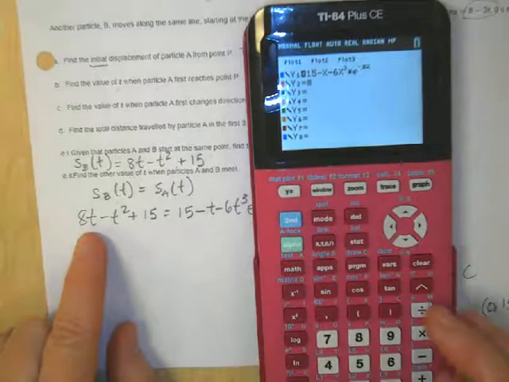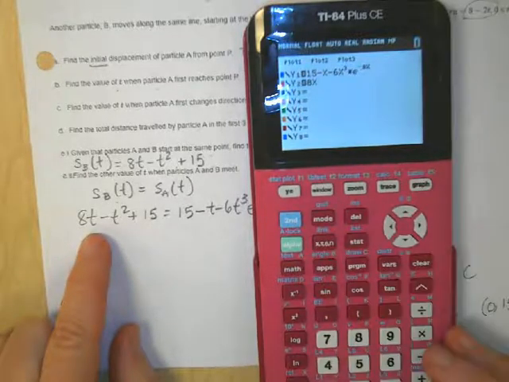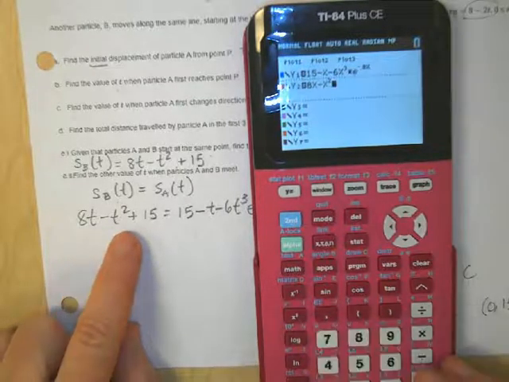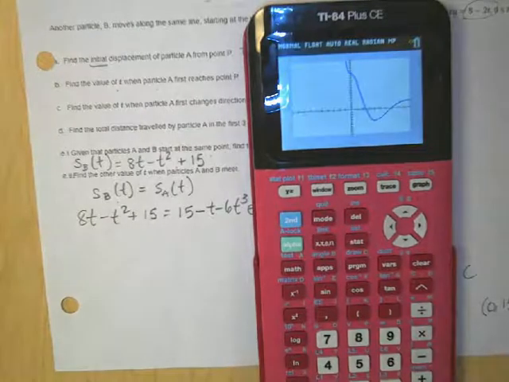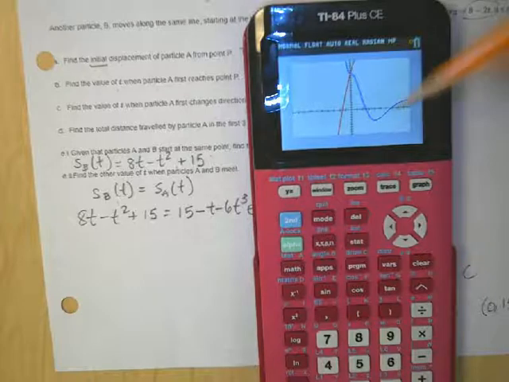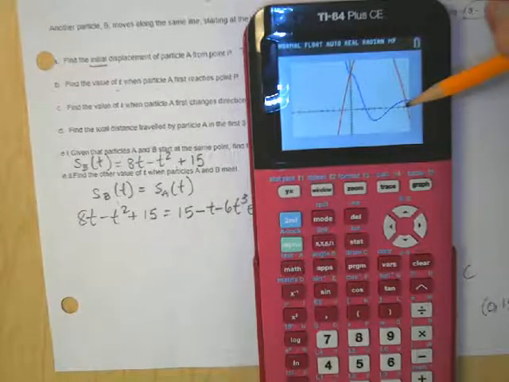I'm going to go ahead and enter the second equation, the displacement function for B, into my calculator. So I have 8x minus x squared plus 15. So now I have them both in there. Let's go ahead and graph it. We should see them starting at the same place. See how they intersect there? Oh, there's the other intersection. That's the second time that they meet.